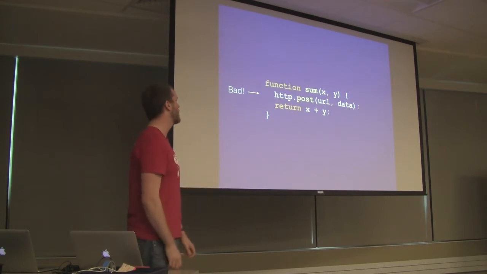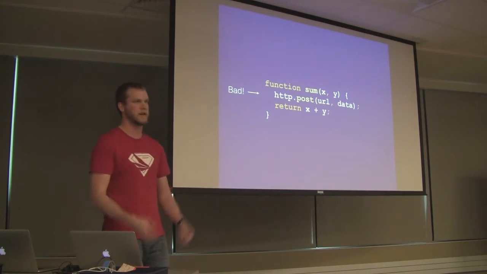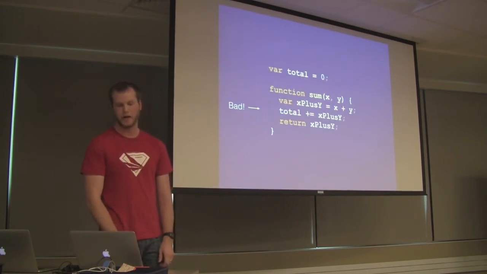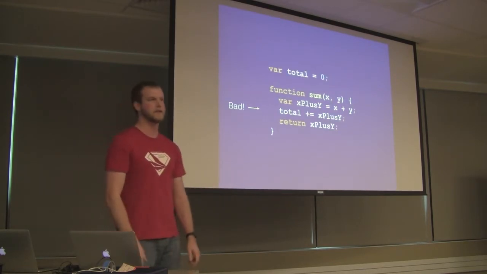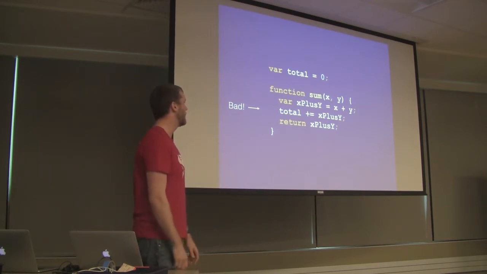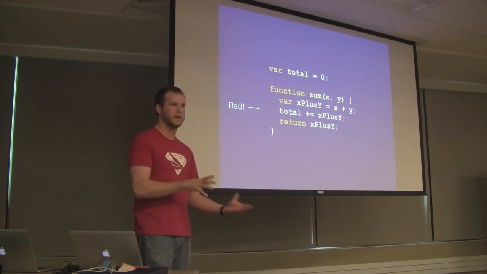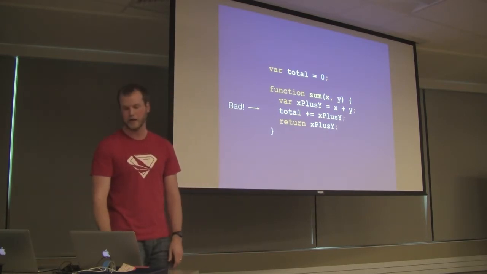It is impure. And so if I do some HTTP request in the middle of a function, that's bad. That's a side effect. And now we've got state problems. Other ways to make a function not stateless is to mutate a variable outside of its inner scope there. So changing total is a side effect, and that's bad. We don't want to do that in functional programming.